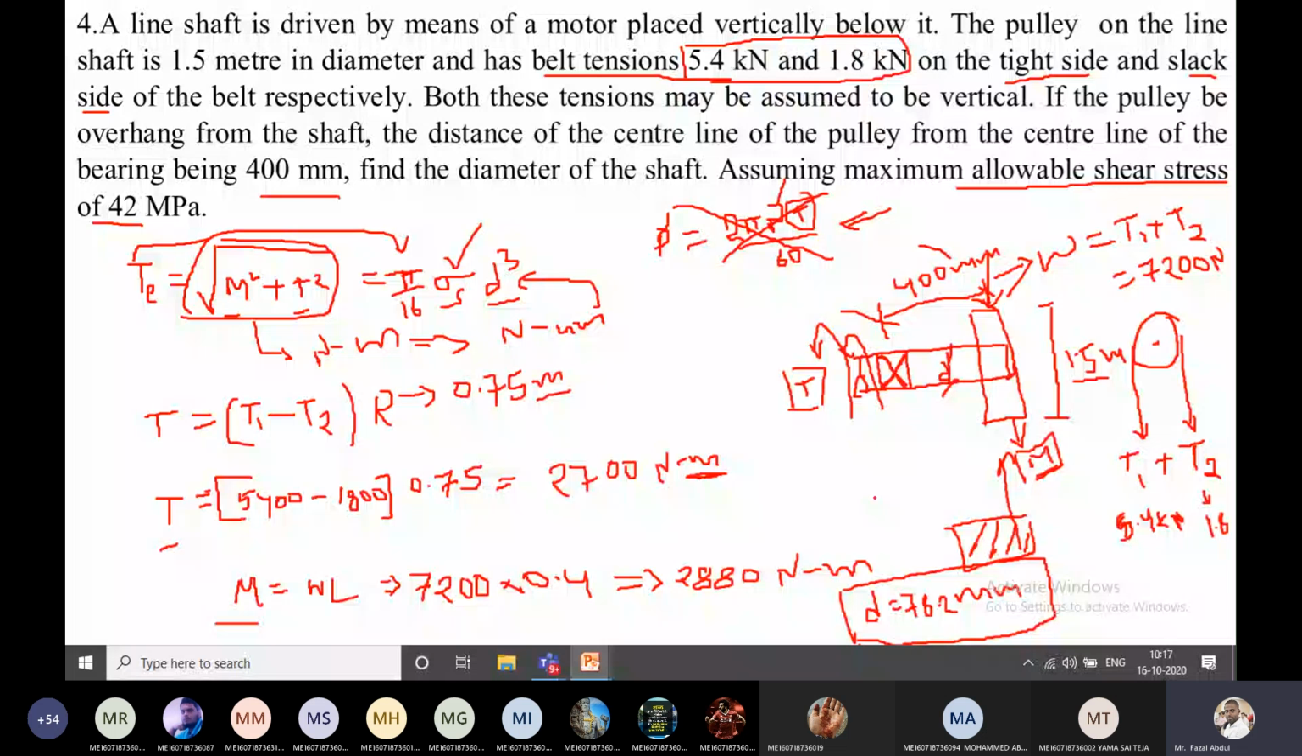Do you have any doubts regarding this problem? You can ask. Just wait, I am taking today's attendance, it is very low, 67. Why? What is the reason?